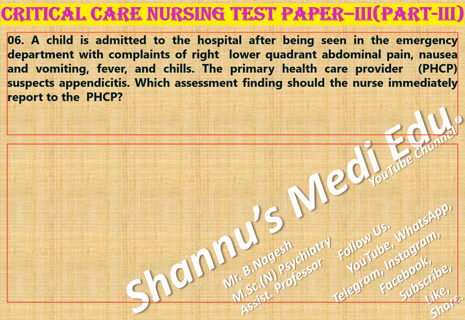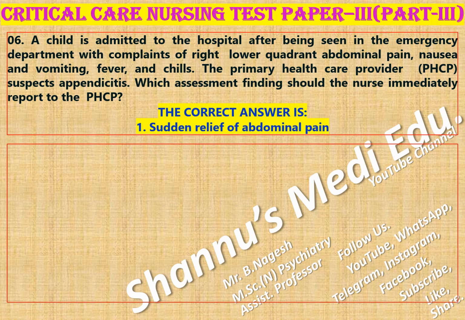The sixth question: a child is admitted to the hospital after being seen in the emergency department with complaints of right lower quadrant abdominal pain, nausea and vomiting, fever and chills. The primary healthcare provider (PHCP) suspects appendicitis. Which assessment finding should the nurse immediately report to the PHCP? The correct answer is sudden relief of the abdominal pain.